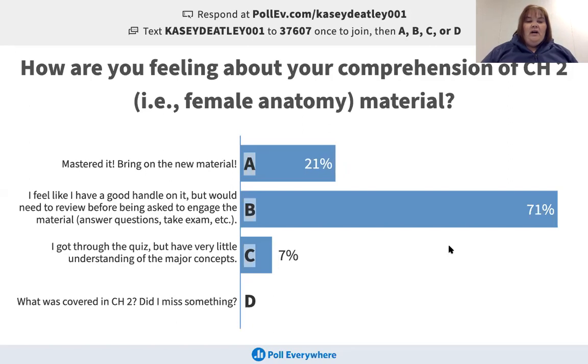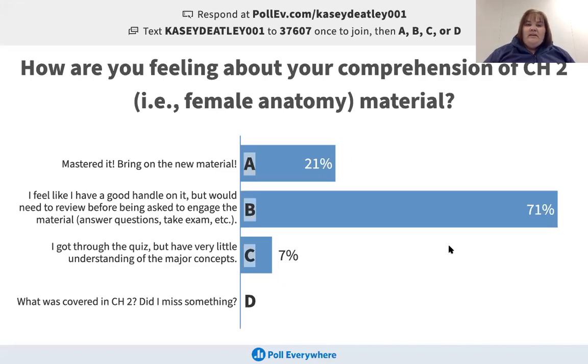If you were the few people in that C category, you got through the quiz but you really don't understand the concepts, that is where we may need to change strategies a little bit. My suggestion was to make sure that you are reading the chapter, listening to the lectures, doing the note guide, and then studying before you take the quiz or do the self-study. My gut feeling is that you're going to feel a little bit better after you get through the self-study this week, because that's another way to look at and comprehend the female anatomy material.